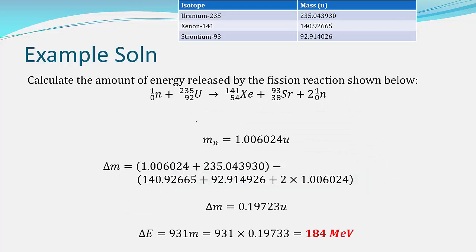Okay, and to solve this, all we're doing is finding out the mass difference. It's pretty straightforward. We've already done it for you on the computer. We've got the mass here of that uranium atom and the neutron, and then on top of that, we are subtracting the mass of xenon and the mass of strontium and the mass of those two neutrons. Once we've done that, we get a mass difference of 0.19723 atomic mass units. And then you just simply multiply that by 931. Because the question hasn't asked you to calculate it in joules, you don't need to. So there's your answer.